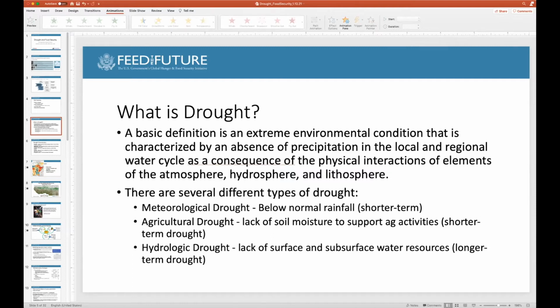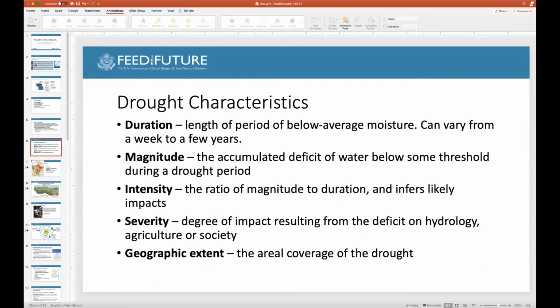Agricultural drought can be multiple weeks of below average rainfall, which results in reduction in food production and poorly performing crops. And then hydrologic drought is typically multiple seasons, which affect the amount of surface and subsurface water resources, which may affect irrigation of agriculture, because we're interested in food here.